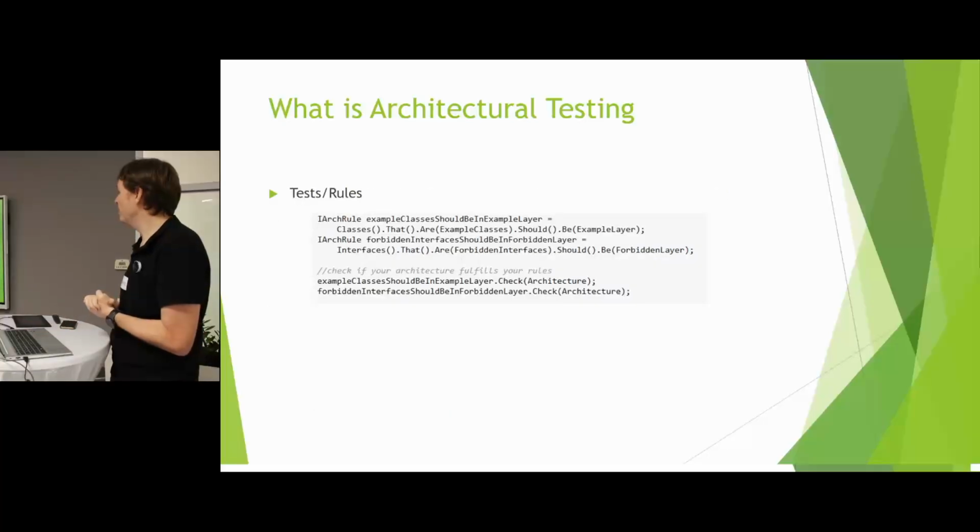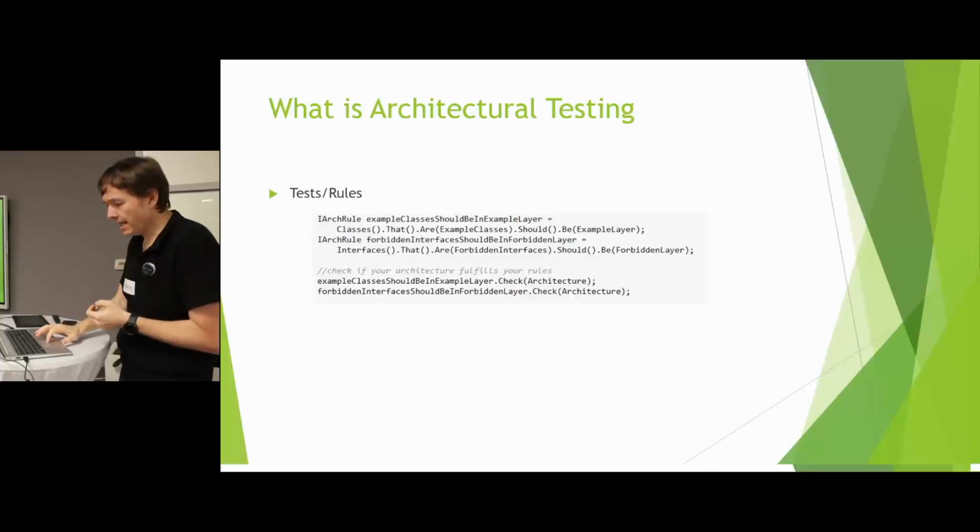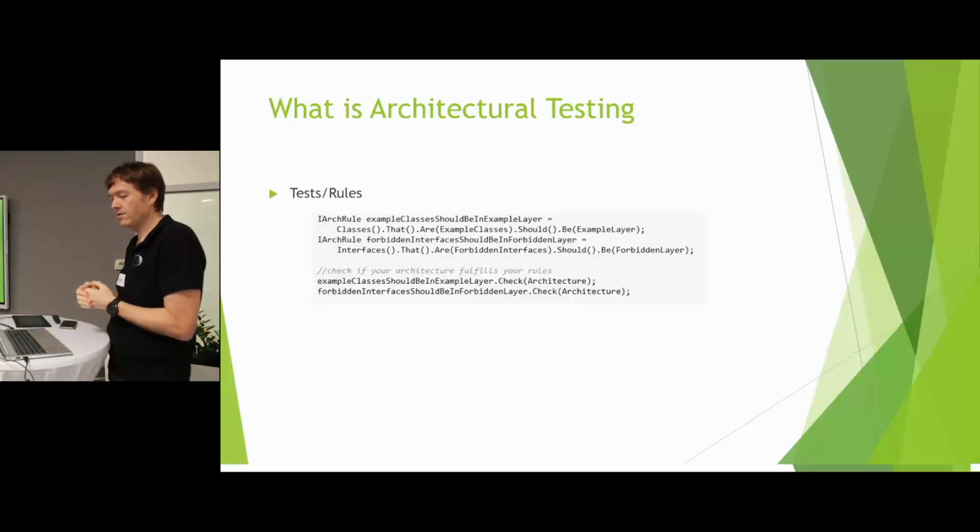And this would be an example for the rules. So you have an architectural rule that says classes that are example classes should be in example layer. So when you later say, okay, I want to check this rule against the architecture, if there is a file that shouldn't be there, if it's not named correctly or whatever the rule is that you set up, yeah, it will fail and it will tell you what you broke.